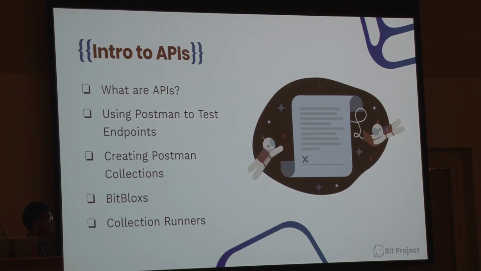So let's talk about APIs. We're going to first go into what APIs actually are, and then we're going to use this tool called Postman. If you couldn't tell, we're all wearing Postman shirts here. We're going to teach you how you can use Postman to work with APIs and test with APIs. Then we're going to learn how to create collections. We're also going to play a little game called BitBoxes and learn about automation with Postman.